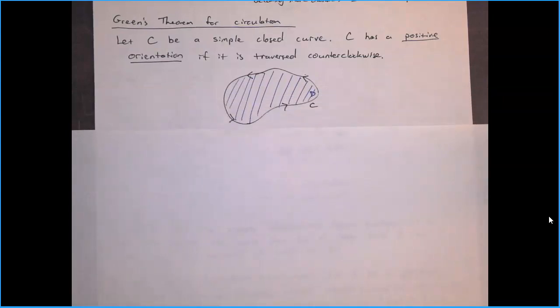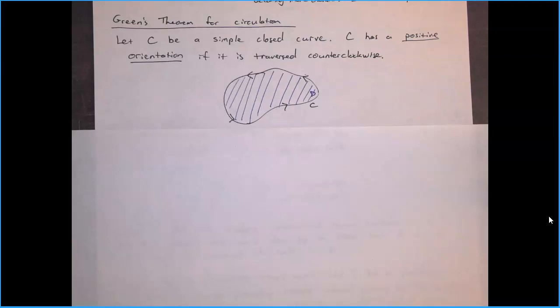actually revisit some definitions we already know. So we need C to be a simple closed curve. Remember, simple means the curve doesn't intersect itself, and closed means that it doesn't have distinct endpoints. It's some kind of loop. We say C has a positive orientation if it's traveled counterclockwise or traversed counterclockwise.